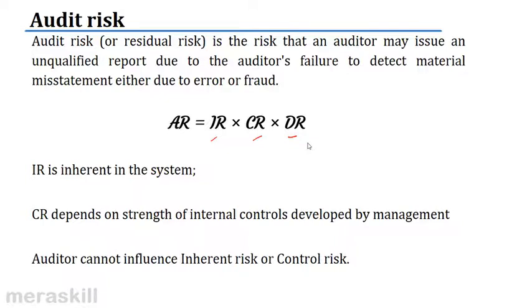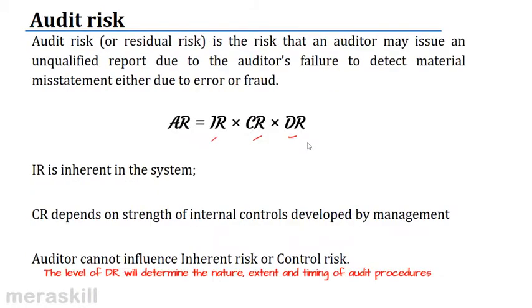The inherent risk is inherent in the system, right? The control risk depends on the strength of the internal controls developed by the management, right? The auditor cannot influence the inherent risk or the control risk. Control risk can be influenced by the management, which has control. Inherent risk is there in the process. So what can the auditor do? The auditor can only control the detection risk. He can minimize the detection risk. The level of this detection risk will determine the nature, extent and timing of the audit procedures.